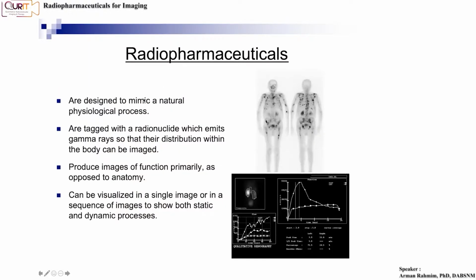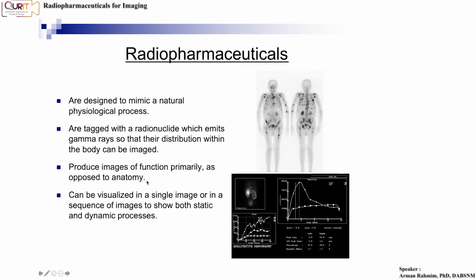So they are designed to mimic a natural physiological process and are tagged with a radionuclide, which emits, for example, gamma rays. So this is for imaging, so that the distribution within the body can be imaged. We will talk later about those that are tagged with radionuclides that emit other things, such as alpha and beta particles, and that is for therapy. So this particular slide is really for imaging radiopharmaceuticals.